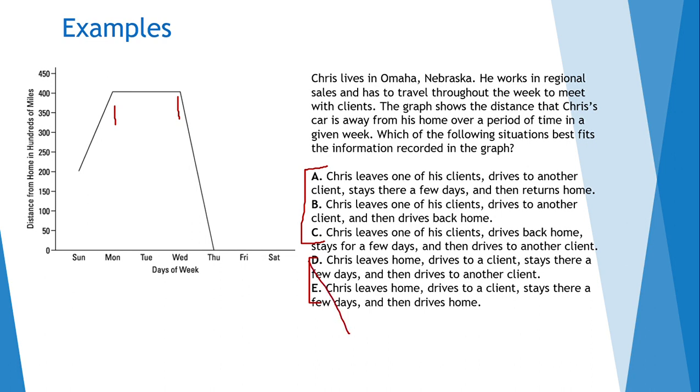I can also see that I have the option that he drives to another client or he drives back home. In this case, I think he drives to another client because if he drove back home, he'd end up at 0 miles sometime close to this time, which he doesn't. He seems to go to another place, stay there, and come back. So I think that C is out because he's not driving back home, so I can eliminate that. And then the last part, he either stays there a few days and returns home, or he drives back home. Well, this flat section has to be accounted for, so I think he stays there for a few days, because that's why he's not moving. So I think the answer here is A.